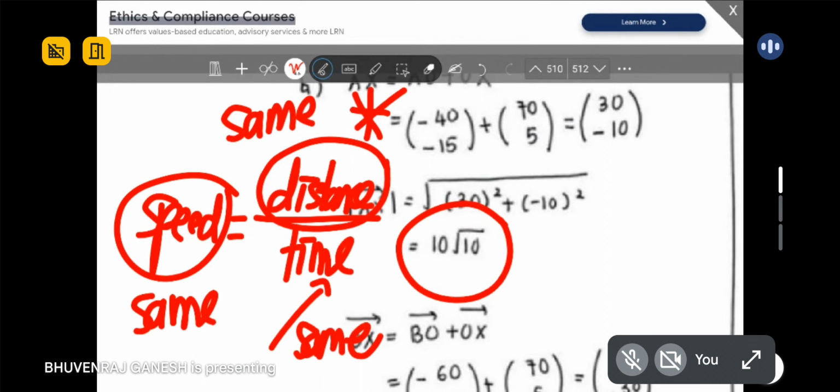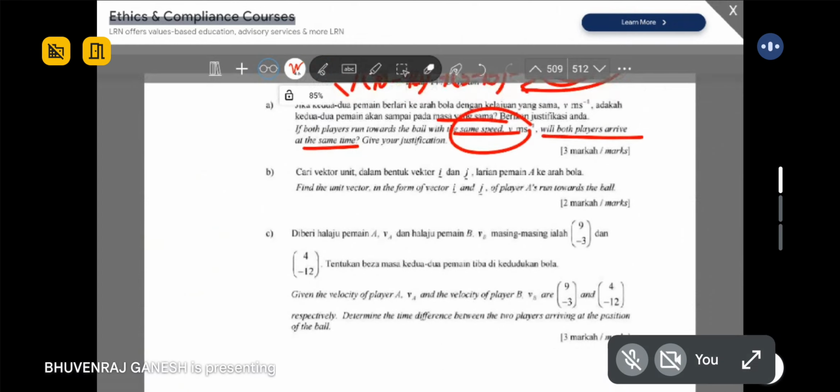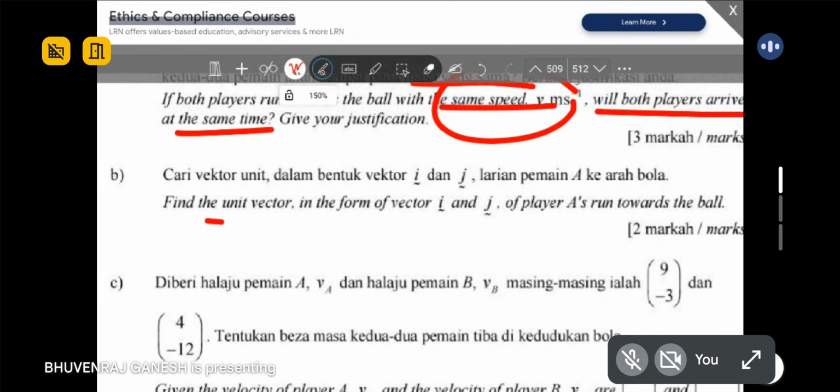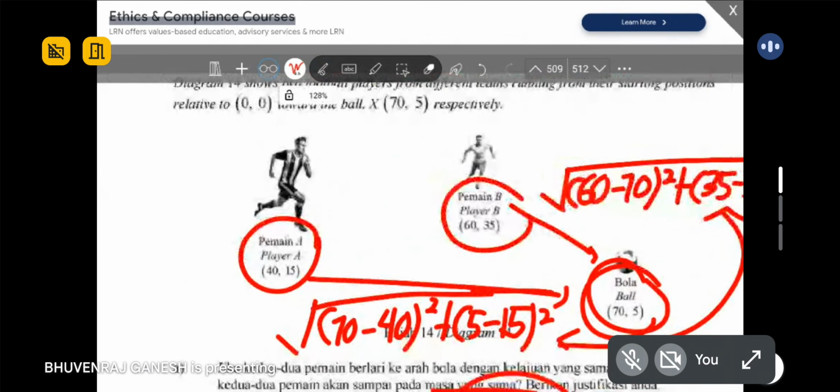If the distance is the same, automatically the time is the same because the speed must be the same. Okay? So this is the concept. Okay, next one. For question B, they ask you for the unit vector from player A to the ball.